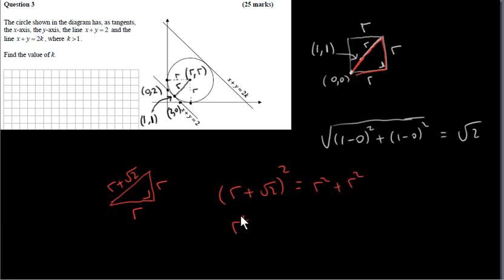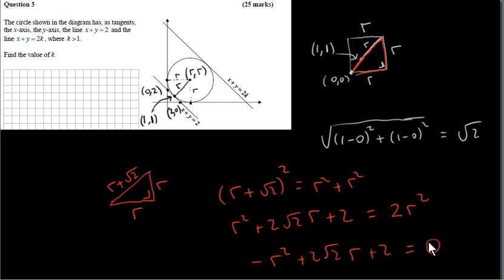Squaring this out, we get r squared plus 2 root 2 r plus root 2 squared, which is 2. And on the right hand side we have r squared plus r squared, which is 2r squared. So let's bring the 2r squared over, so we have minus r squared plus 2 root 2 r plus 2 equals 0. Get it into the standard form of a quadratic equation. So this is a quadratic equation in r.